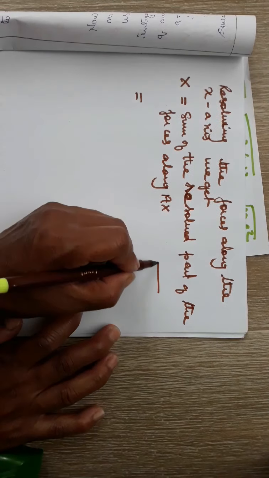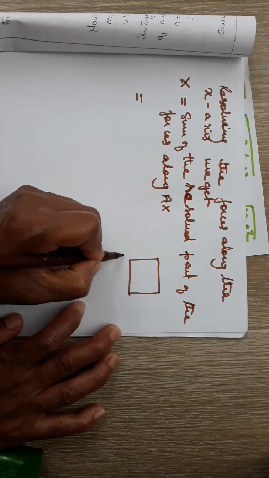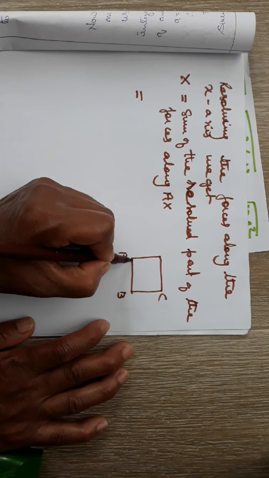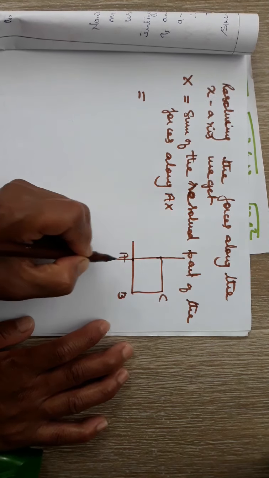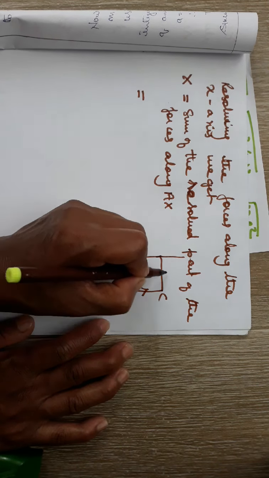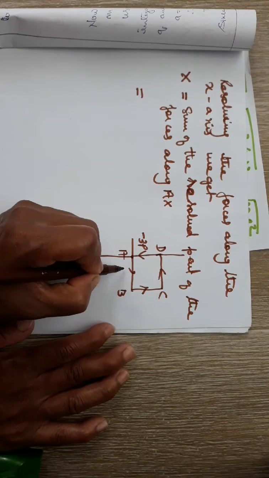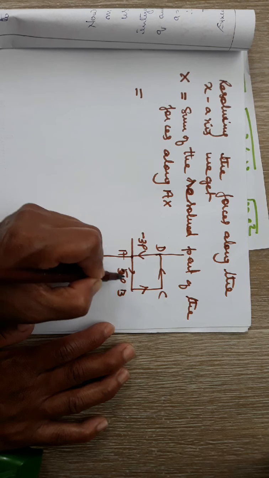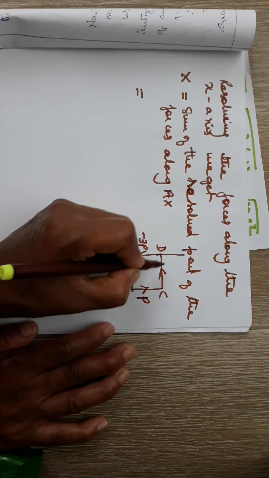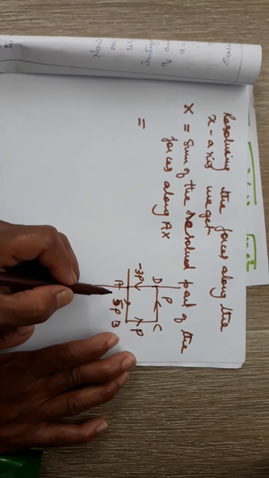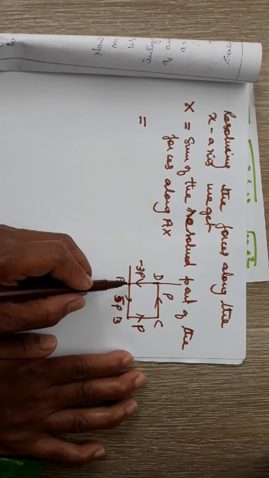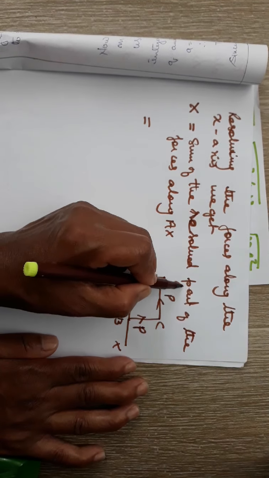You have here, this is a square A, B, C, D, okay, minus 3P, 5P, 4P and P. So the forces along AX here, this is AX and this is AY.